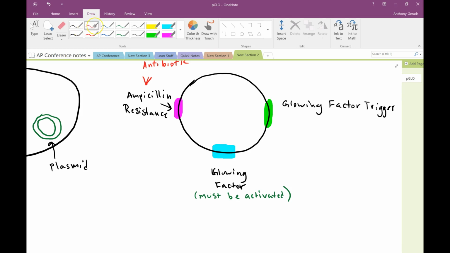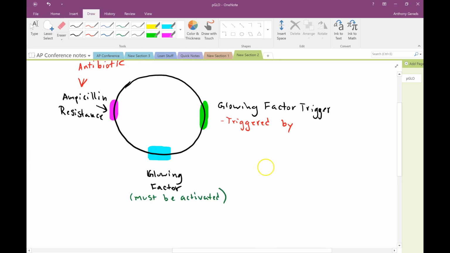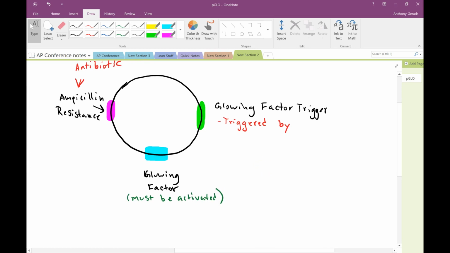And the thing that triggers it, triggered by. So the thing that triggers it, my ex-girlfriend. No, arabinose sugar.